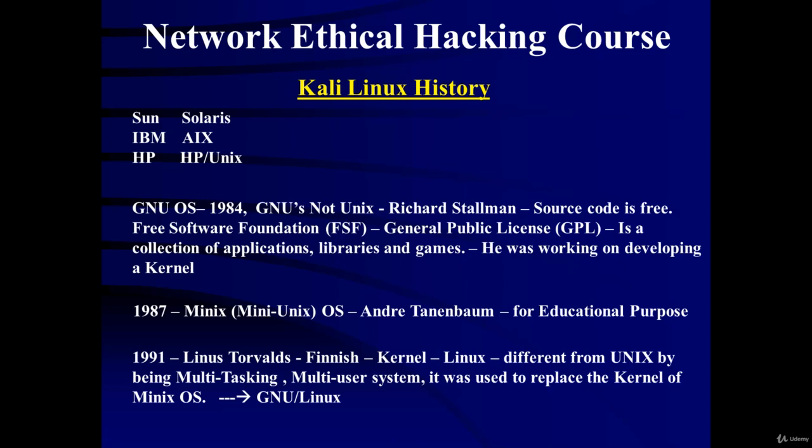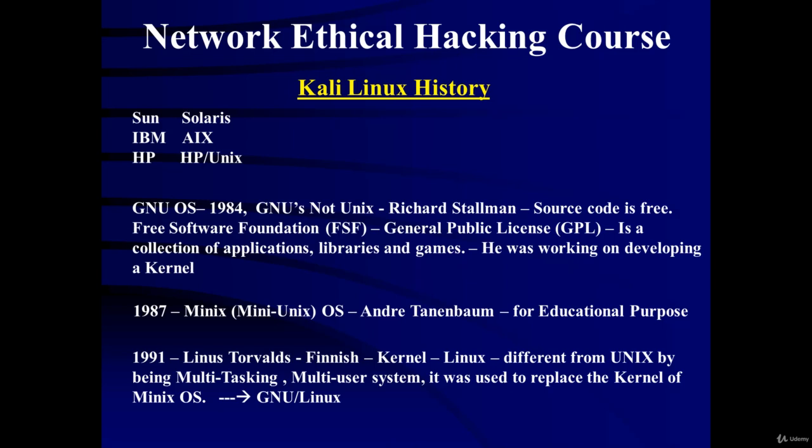Richard Stallman failed to develop a kernel for his OS, though he was working on developing one. After 3 years, in 1987, the Minix operating system started. Minix refers to Mini Unix, by Andrew Tanenbaum. It was for educational purposes and universities. The Minix OS was a clone of Unix, but it had different characteristics.